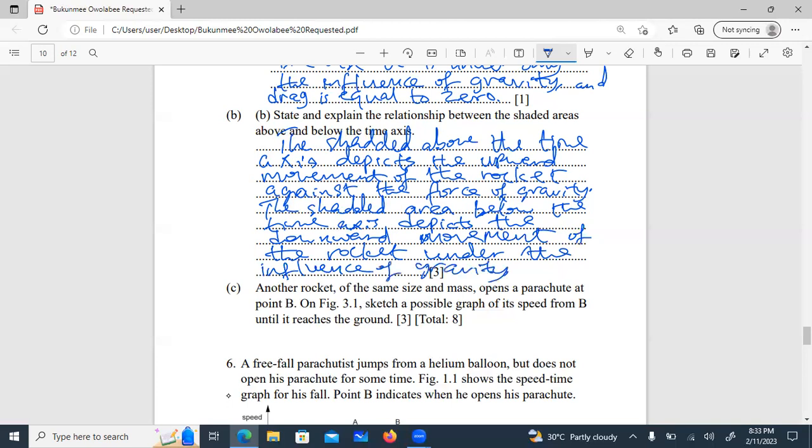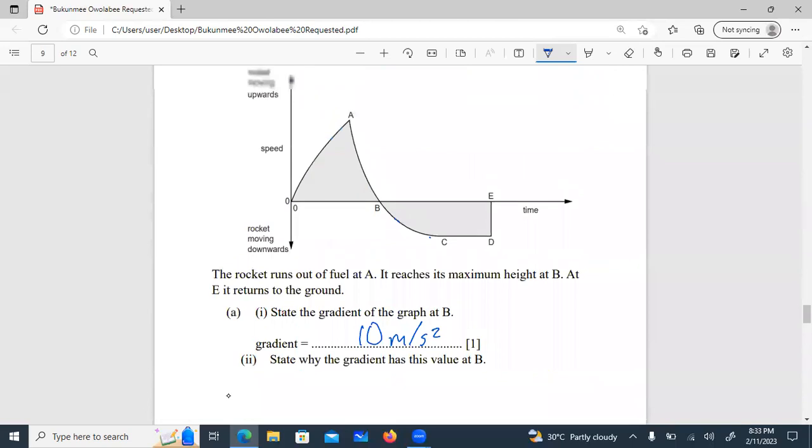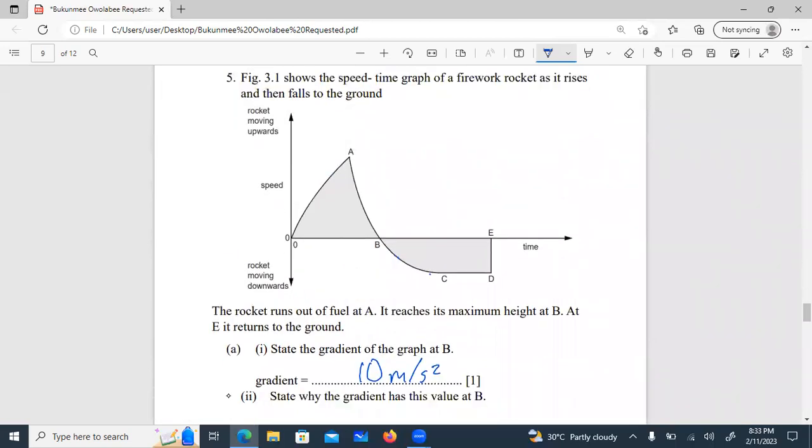That's it. Another rocket of the same size and mass opens a parachute at point B on figure 3.1. Sketch a possible graph for its speed from B until it reaches the ground. So another rocket opens a parachute at point B. Where is point B? That's the point where the rocket is at maximum height. So after traveling, the fuel gets exhausted at A, and then it moves slowly till it reaches maximum height. At maximum height, it then opens a parachute.